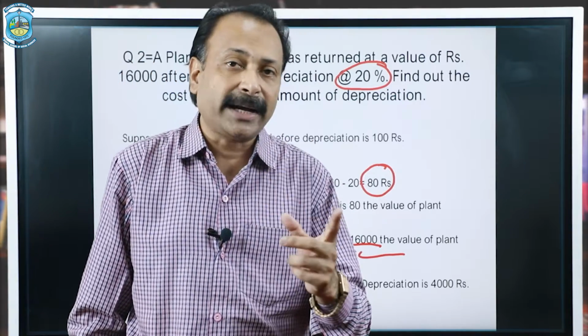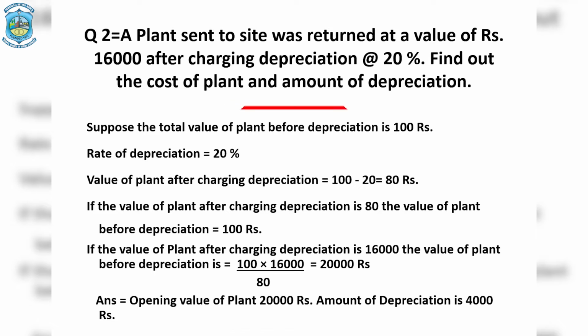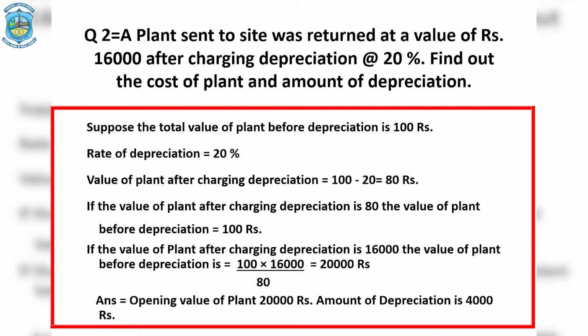So either you can calculate the amount of depreciation deducted from the opening value, or you can calculate the opening value of plant. The opening value of plant is 20,000, the closing value of plant is 16,000. 20,000 minus 16,000 is equal to 4,000. That is the value for depreciation. So by either of the ways we can calculate. We can calculate the opening value, closing value already given.